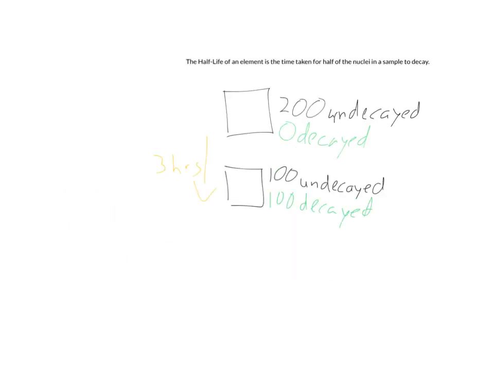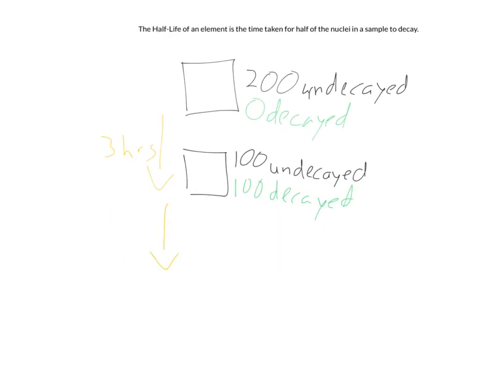Now if we were to wait another 3 hours, what we would see is that number of undecayed nuclei would halve again. So if we had 100 the last time, it would be down to 50 that would be undecayed.